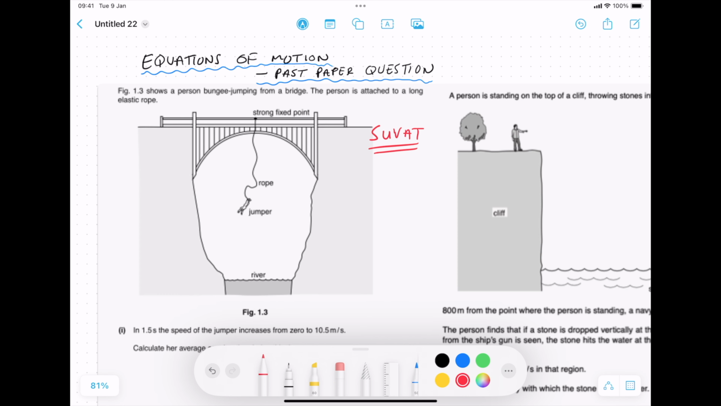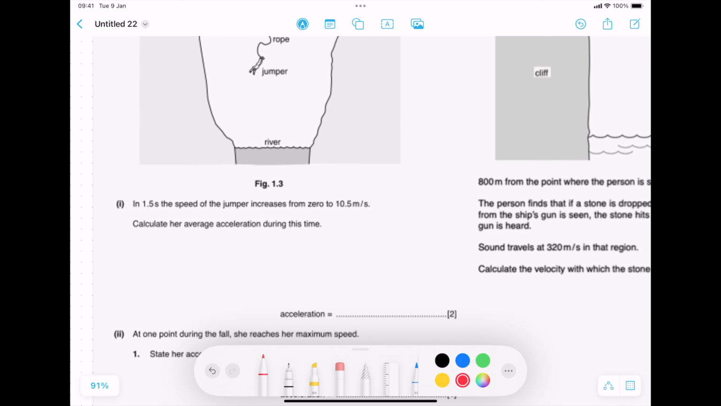Figure 1.3 shows a person bungee jumping from a bridge. The person is attached to a long elastic rope. In 1.5 seconds, the speed of the jumper increases from 0 to 10.5. Calculate her average acceleration during this time.